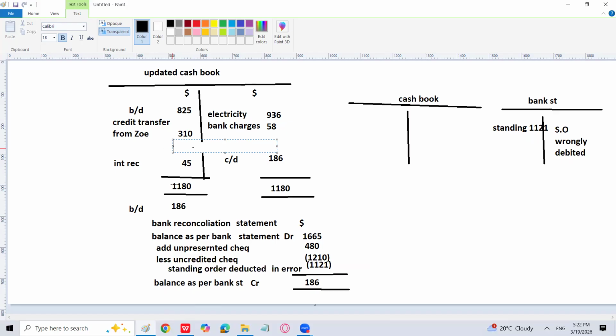Because standing order is a payment. Yes, true. Standing order is a payment. I can understand. So where does payment come? Sir, it will come on the credit side of the cash book, standing order, and the debit side of the bank statement.